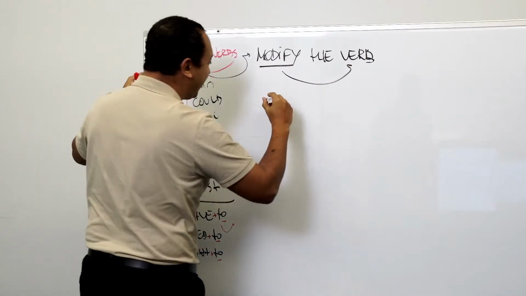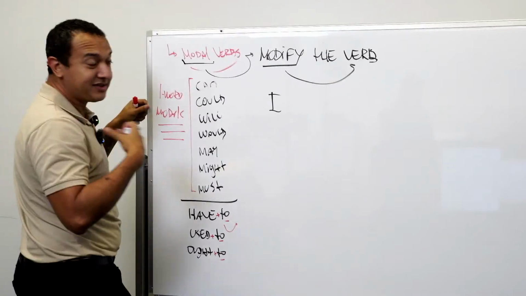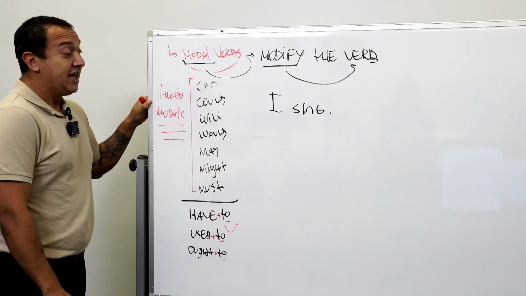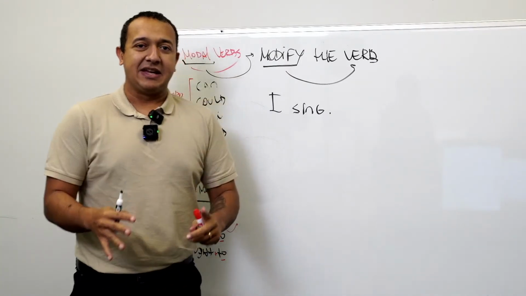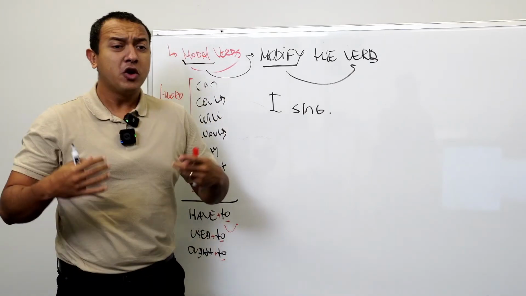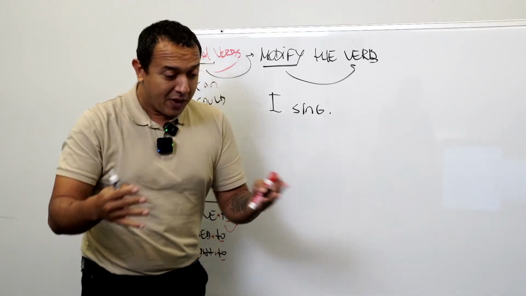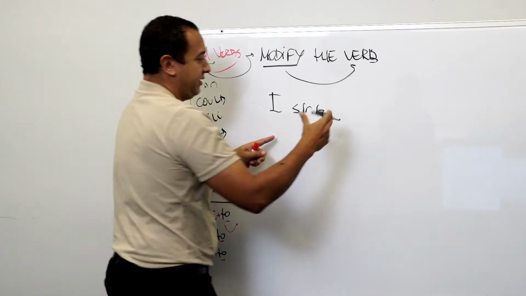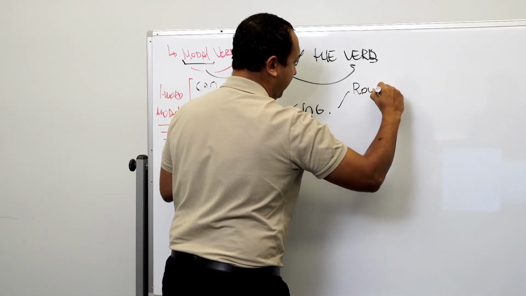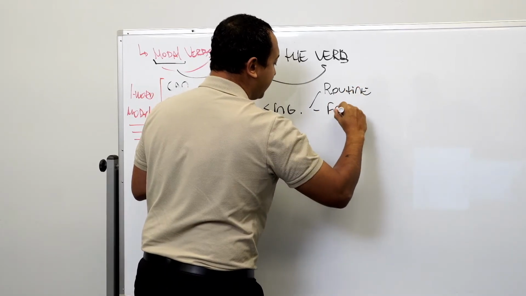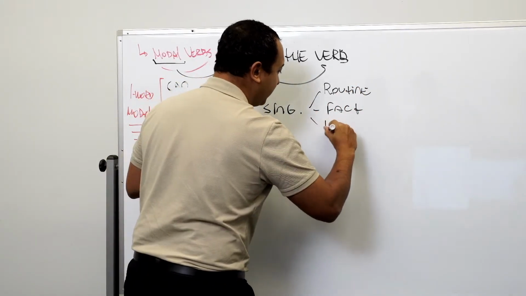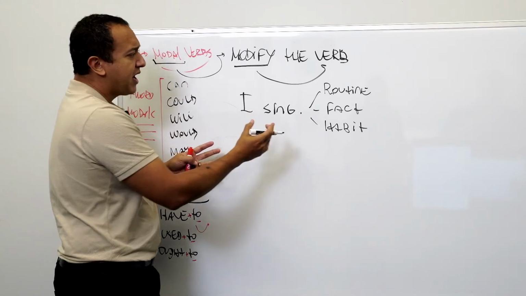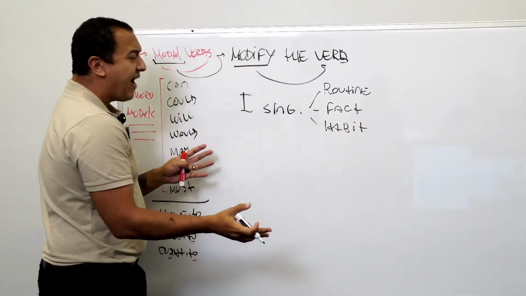For example, if I say, okay, I sing. Good. When I say, I sing, what do you understand? Or what should you understand? Well, you should understand that this could be a routine for me, okay? This is what I do. It could be a fact, right? It could be a habit. Why? Because this is in the simple present. I sing in the simple present indicates routines, habits, and facts.